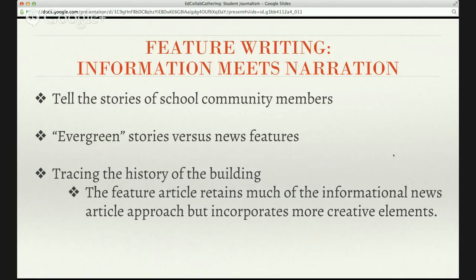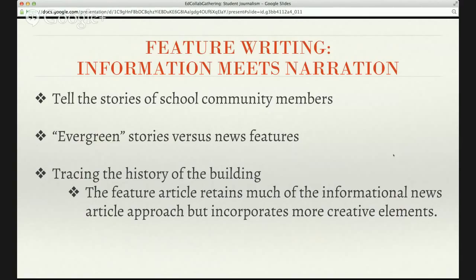How's the building changed over the years? How have the teachers changed? How's the student body changed? So these are just ways that you can come up with these narrative-driven articles and make them similarly relevant to the news articles. I continue on with the need to know, want to know thing, even in features.